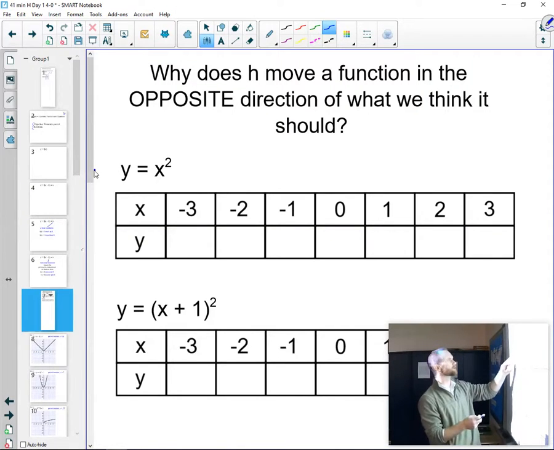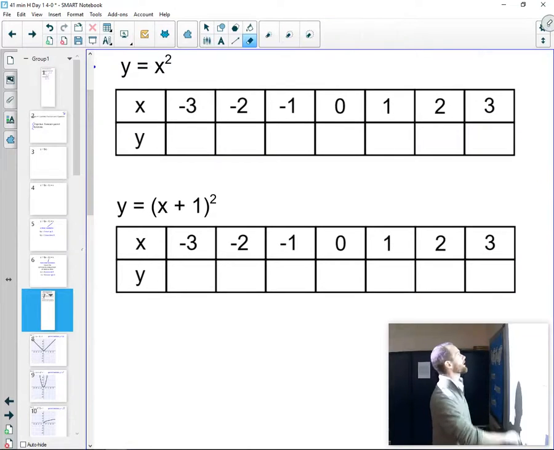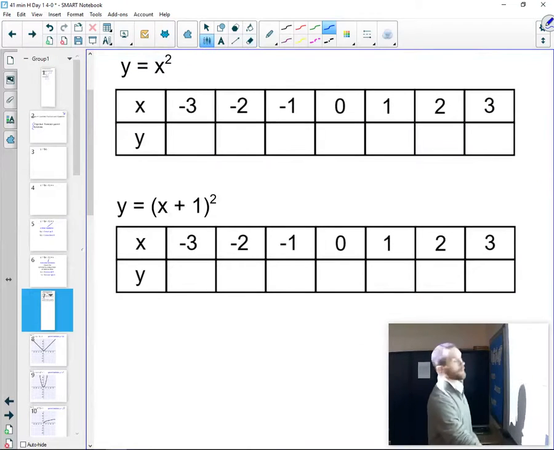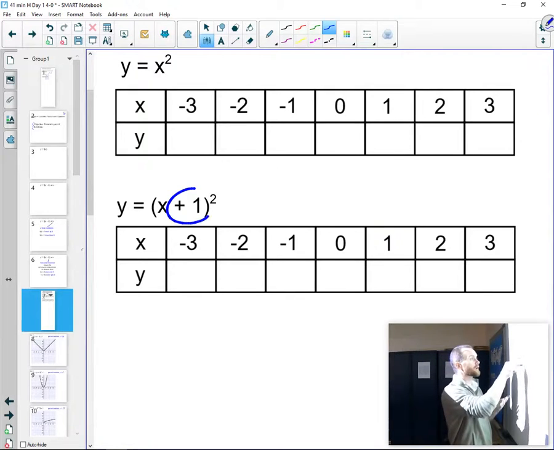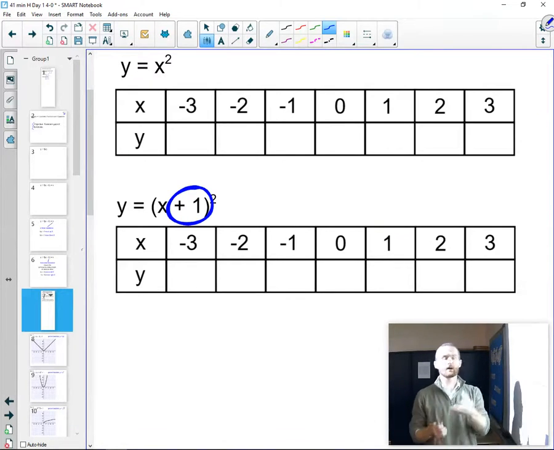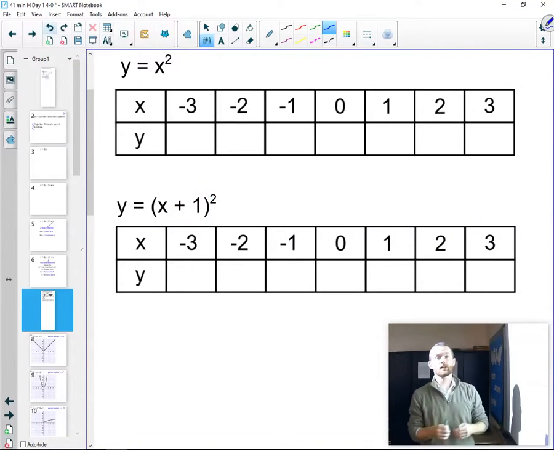So what we're going to do here, we're going to take a look at two functions, y equals x squared and y equals the quantity x plus 1 squared. And we're going to see how this changes. So essentially what we've done here, we've added in a 1. We're adding 1 into the most important part of the function in the parentheses there. So before we square it. So let's see how that changes our output values, our y values from the parent function.